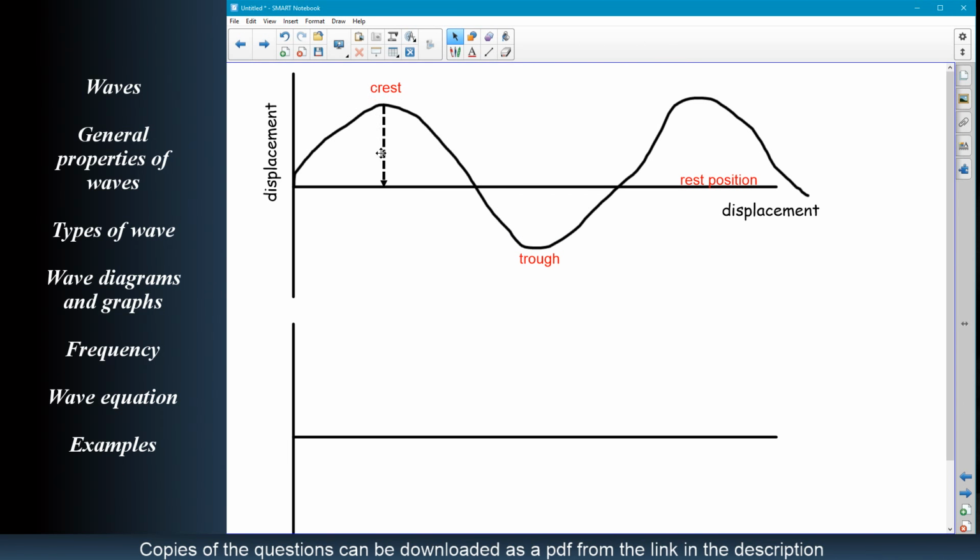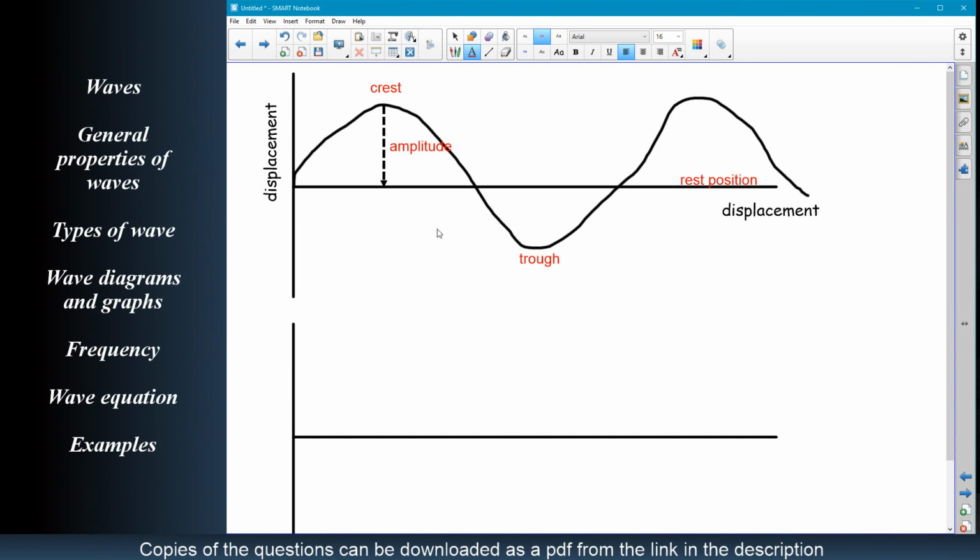Okay, so this distance here and this distance here would be exactly the same. The distance that you are away from the rest position to a crest or to a trough is called the amplitude. So this is the amplitude of our wave. It's measured in meters because it's the displacement, or centimeters, or something else like this. Yes, yes, this is GCSE.